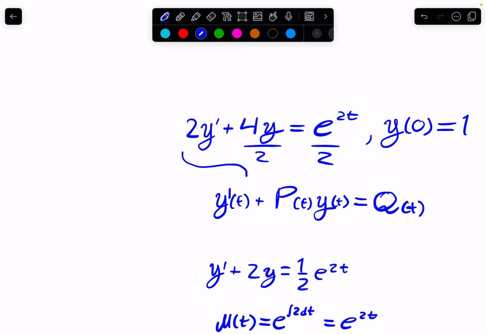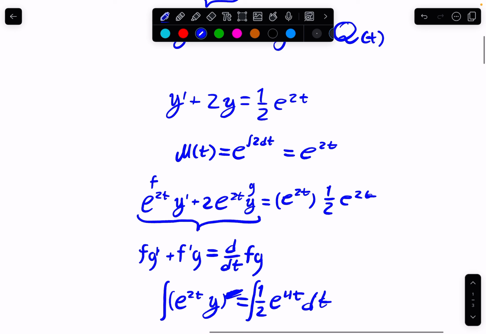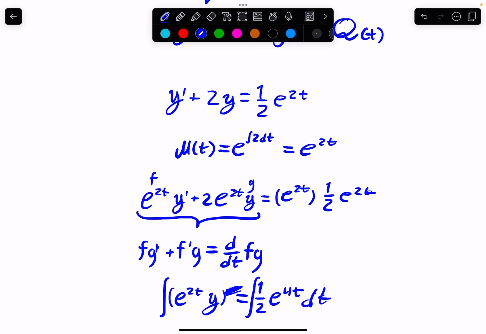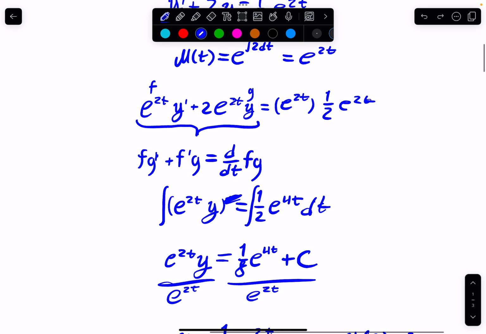It makes this left-hand side a lot easier to deal with because of the way that it interacts with this part and how it just mimics the product rule. So we can simplify it down.